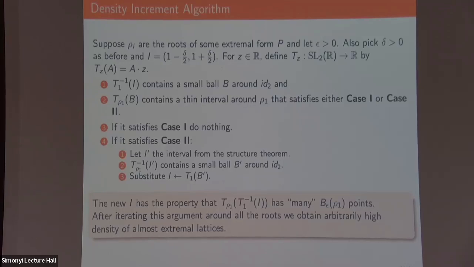Okay, so this proves the analog of Davenport's theorem for binary forms. We don't have spectral gaps. We always have extremal, almost extremal lattices.